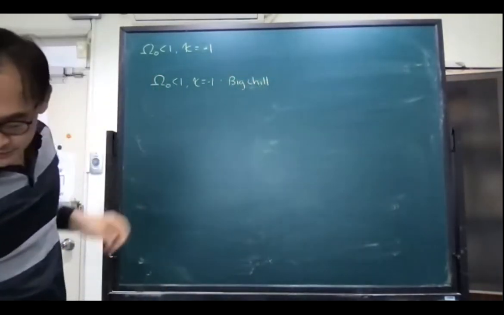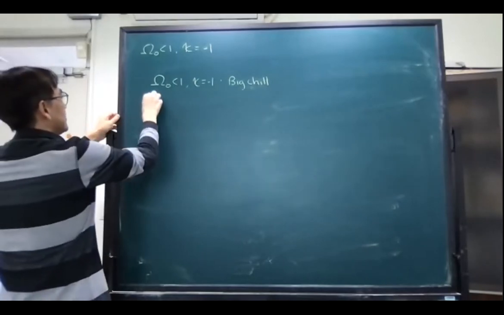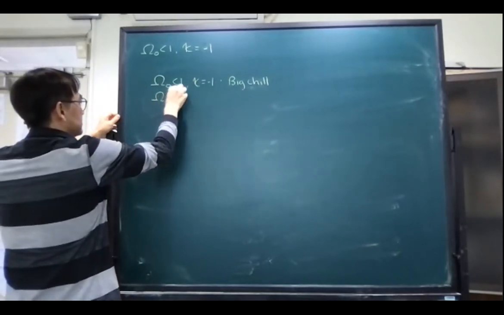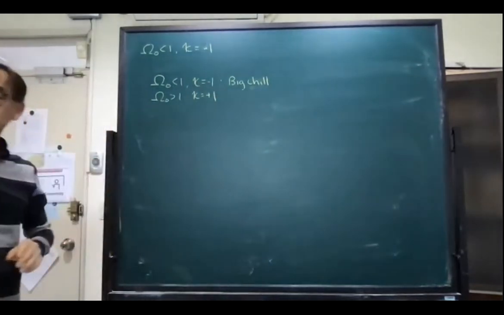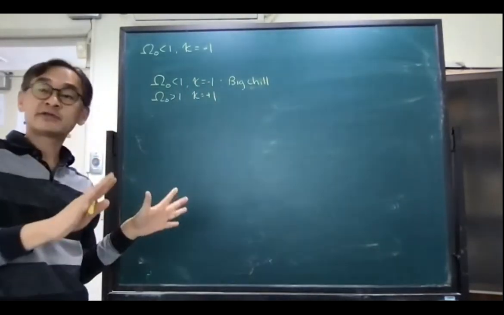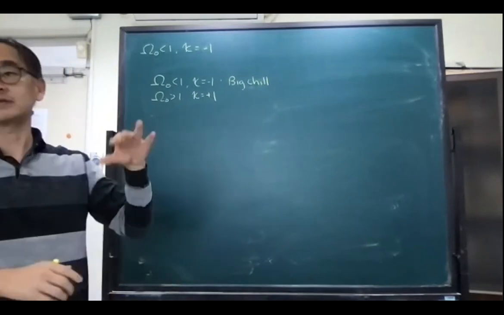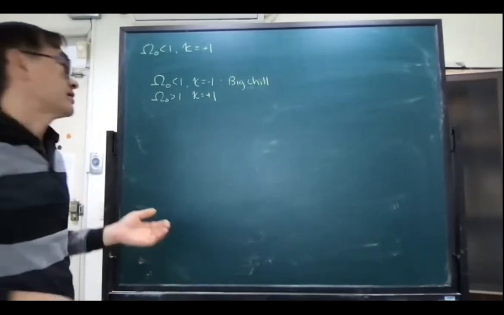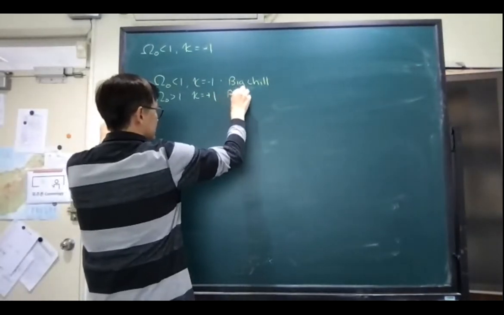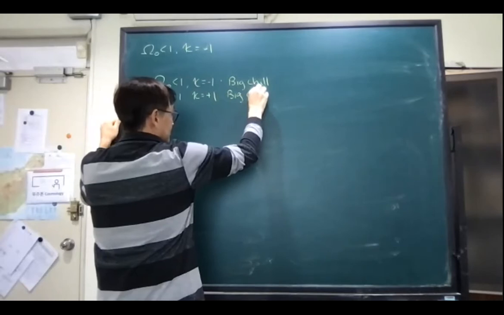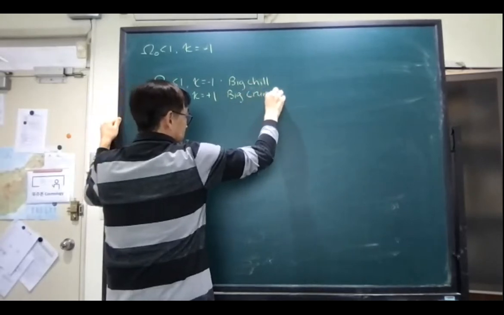So people call this situation the big chill. And the case that we discussed in the beginning, where omega 0 is greater than 1 and kappa is plus 1, the universe will cease to expand and it will go back to the beginning. People call that a big crunch. I don't know who named this.